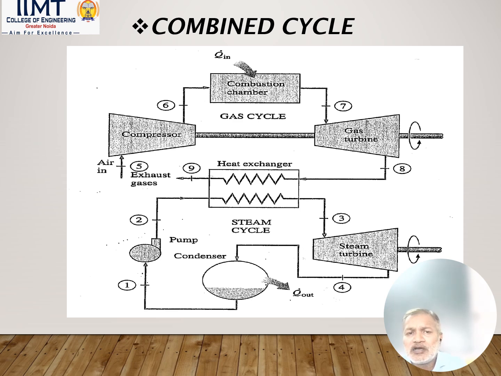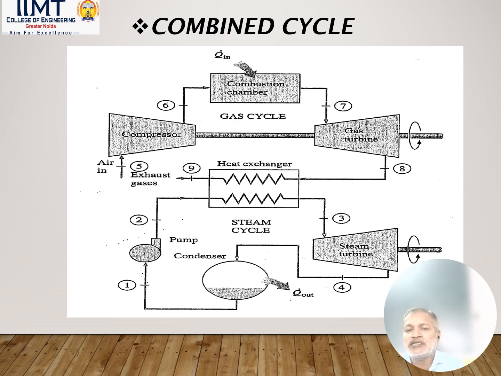The upper cycle, or topping cycle, is a gas turbine cycle working on the Brayton cycle, and the bottoming cycle, or lower cycle, is the Rankine cycle, a simple steam power plant working on the Rankine cycle. So see here, the heat exchanger, or the heat rejected by the gas turbine, is utilized for steam generation in the Rankine cycle, and it acts as a boiler. So we can say the flue gases for the boiler are the exhaust of the gas turbine.